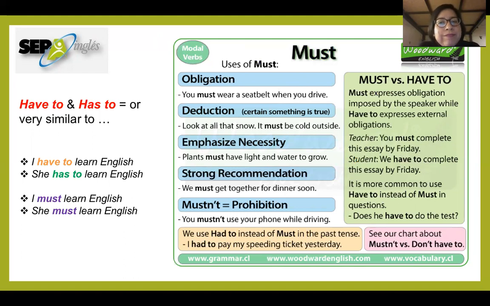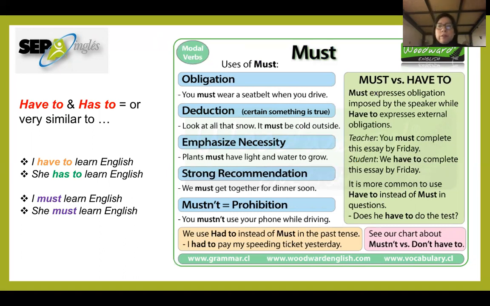But look at the form, look at the structure of the modal verb. It doesn't change. It remains the same for all the pronouns. I must, she must, he must, they must. Unlike the have to, which changes depending on the pronoun. Have to, has to, have to. Okay, let's look at some uses of must.